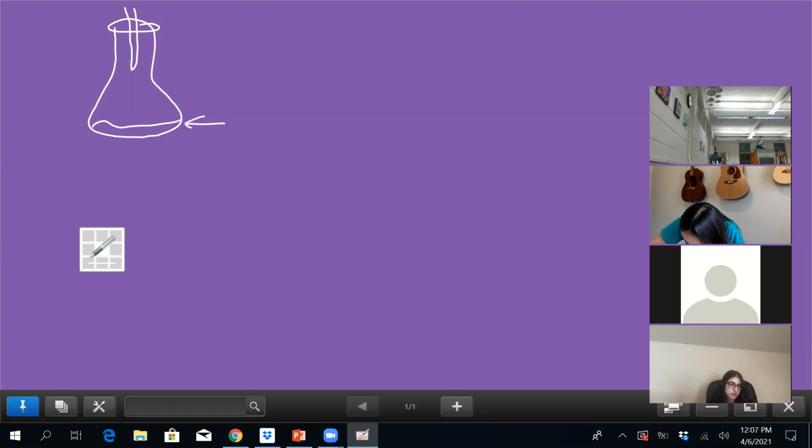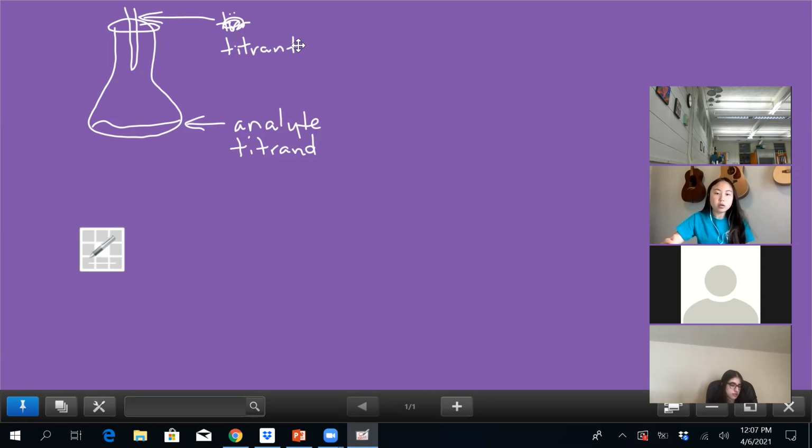The contents of the flask are known as the analyte or the titrand. That word's not used very often, but it's in something that I saw recently. So this is your titrant. I can't spell. Good grief. And in the analyte, the titrand, we have an indicator.